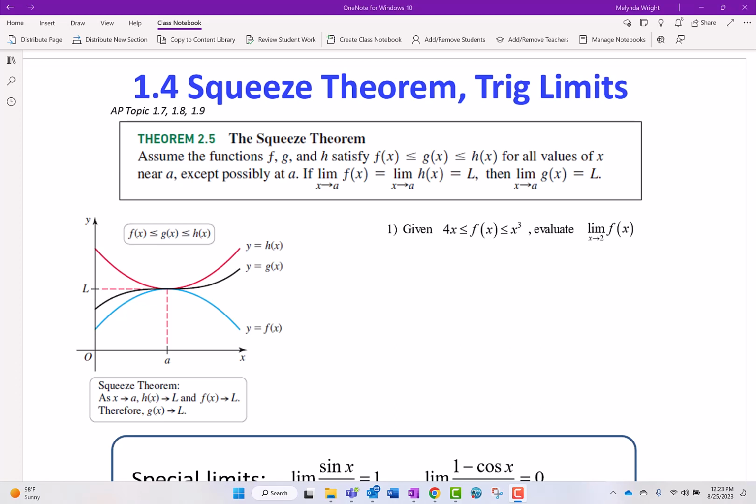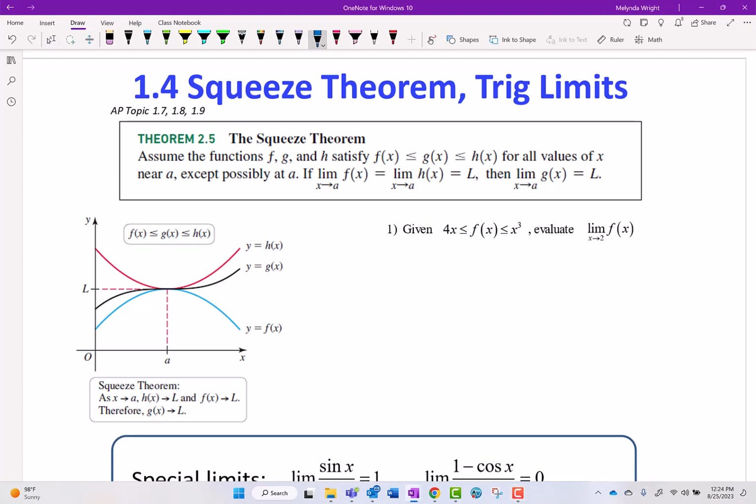Now, some textbooks call it the squeeze theorem, and some textbooks call it the sandwich theorem. I just really like the squeeze theorem. I don't really like to think about a sandwich because then that makes me hungry. We're going to go with squeeze theorem, but just know that it might be referred to as the sandwich theorem also. So let's talk about what we need to be able to use this theorem.